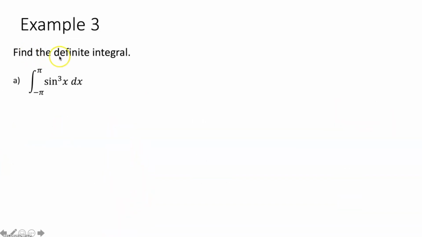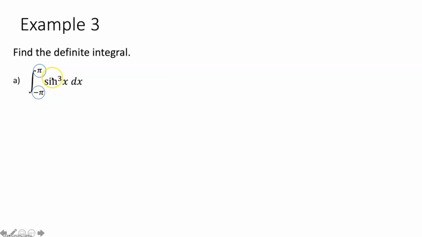Now example 3 says find the definite integral. Here we have the integral from negative pi to pi of sine cubed x dx. Before you do anything here, you should look at your lower and upper limit of integration. And that should tip you off that something's different here. We're going from negative pi to pi. They are opposite x values.